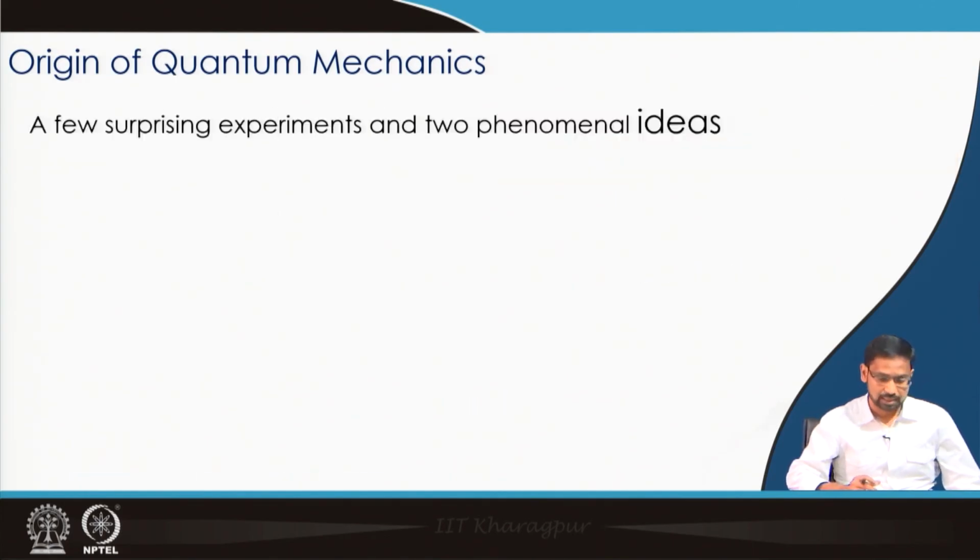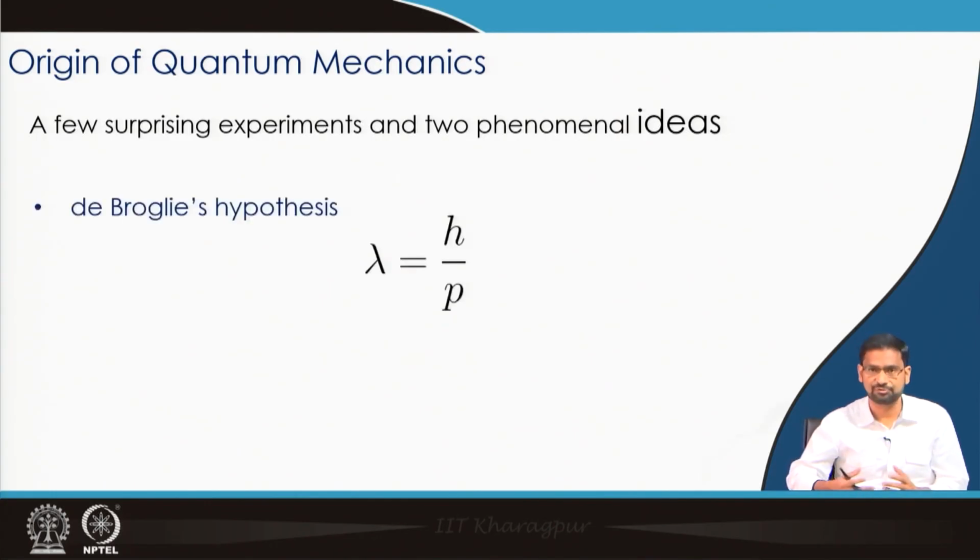Now, we will discuss, apart from these three experiments, two great theoretical ideas, which were not really inspired or compelled by experiment, but were ideas of their own that were groundbreaking and phenomenal. The first of them is the so-called de Broglie's hypothesis. Remember, when we were discussing the photoelectric effect, we said that Einstein suggested that light, which is typically believed to be a wave, has particle-like nature.